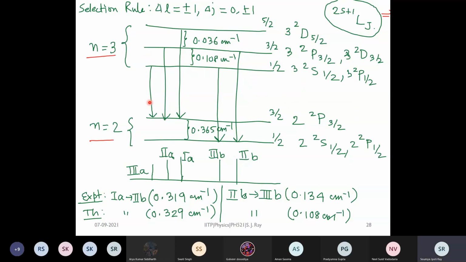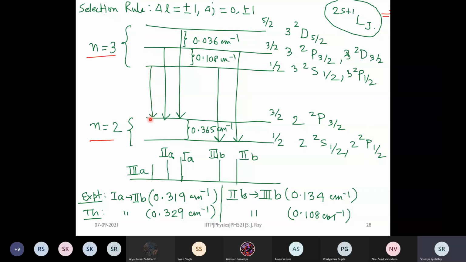So now I have n equal to 3 and n equal to 2. The selection rule for transition in this particular case will be delta L equal to plus minus 1, delta J equal to 0 or plus minus 1. As you know, in case of any atomic or spectroscopic transition, there have to be certain selection rules that determine what will be the allowed transitions and what will be forbidden transitions. So here also the selection rules are delta L equal to plus minus 1 and delta J equal to 0 and plus minus 1. Now let us look at what transitions are happening following these selection rules.